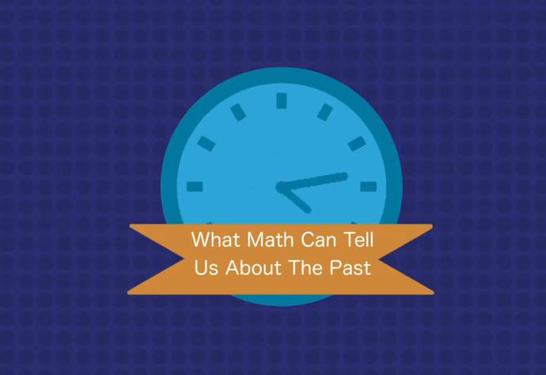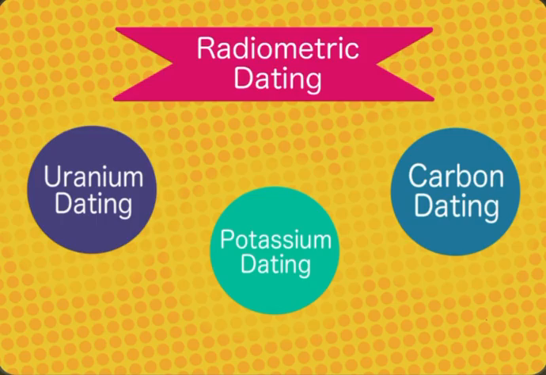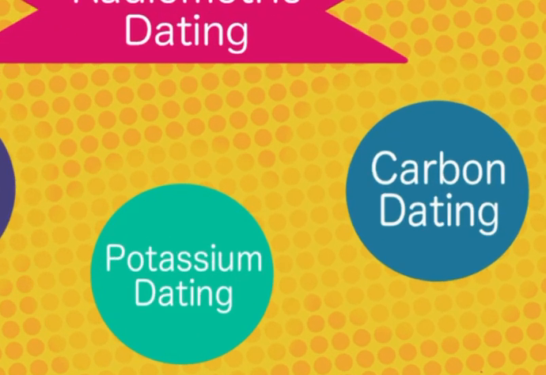This is what math can tell us about the past. Radiometric dating is a way to determine a fossil's approximate age by using the ratio of certain elements and their half-lives. There are several different types of radiometric dating, and they each have their own applications. One of the most common methods is carbon dating.